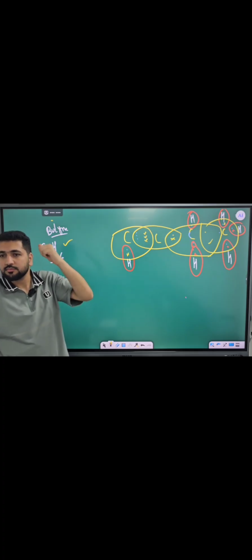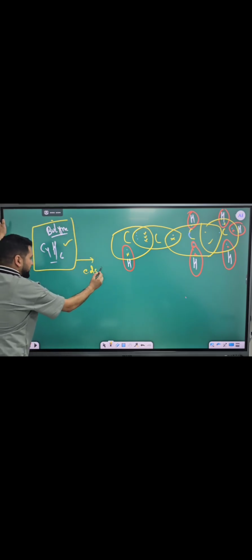So that way this is the electron dot structure of this butane. I hope this is clear at the same time, right?